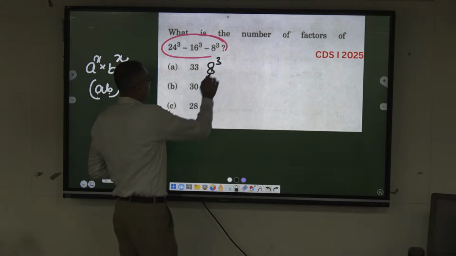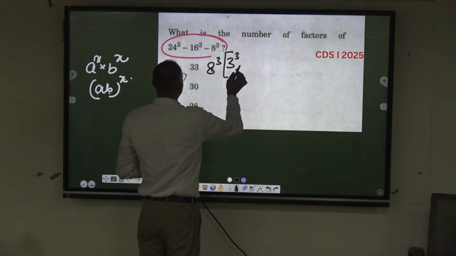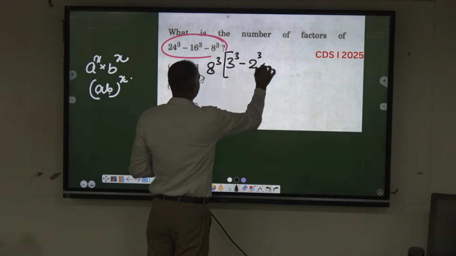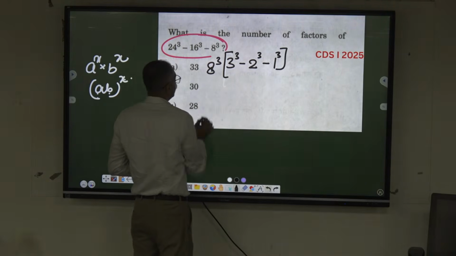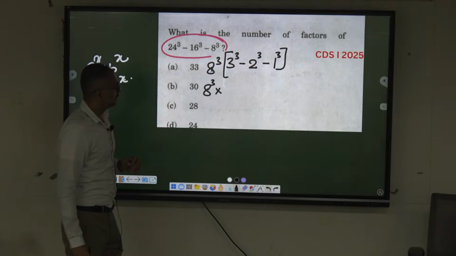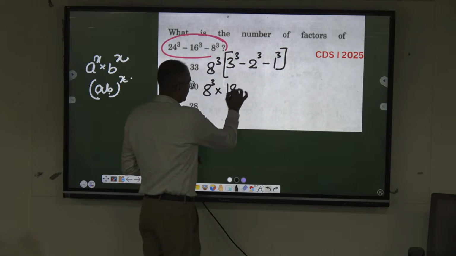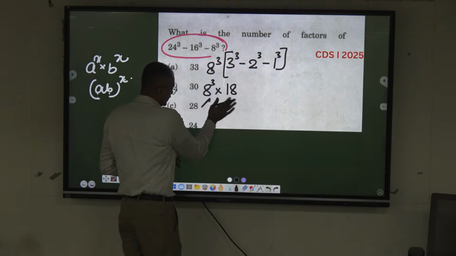Okay, 8 cube. If I take common, this will be what? That is 3 cube minus 2 cube minus 1 cube. Okay, 8 cube into 27 minus 8, which is 19, minus 1, 18. Okay, 18.